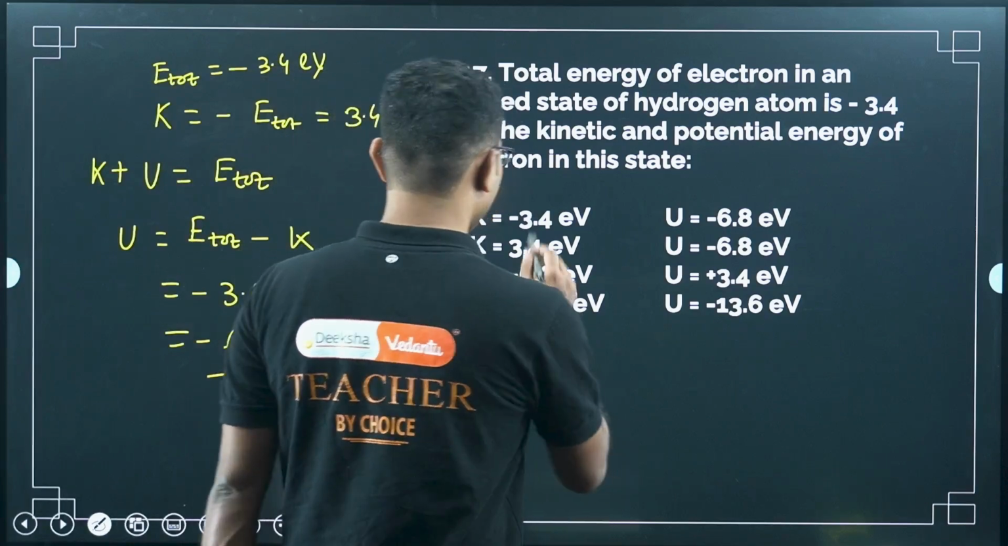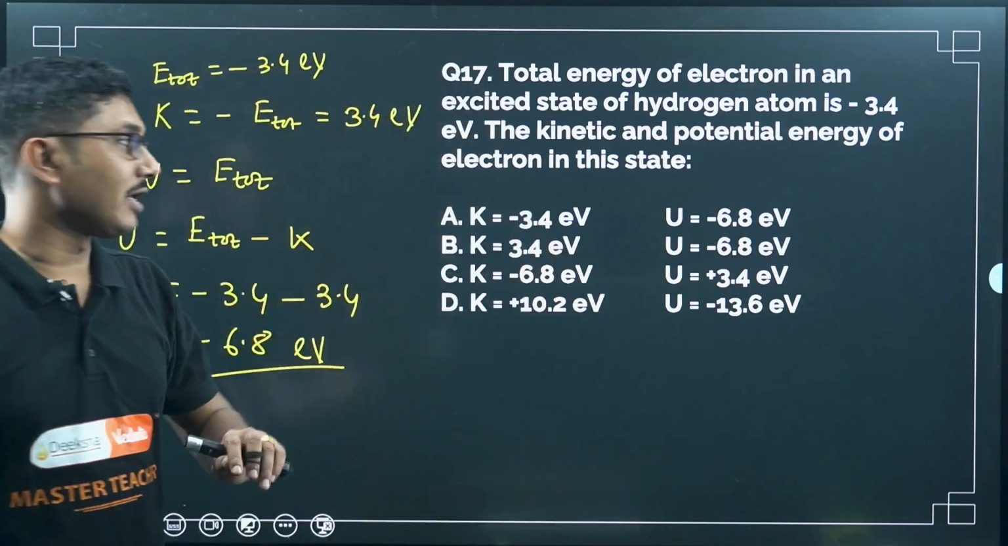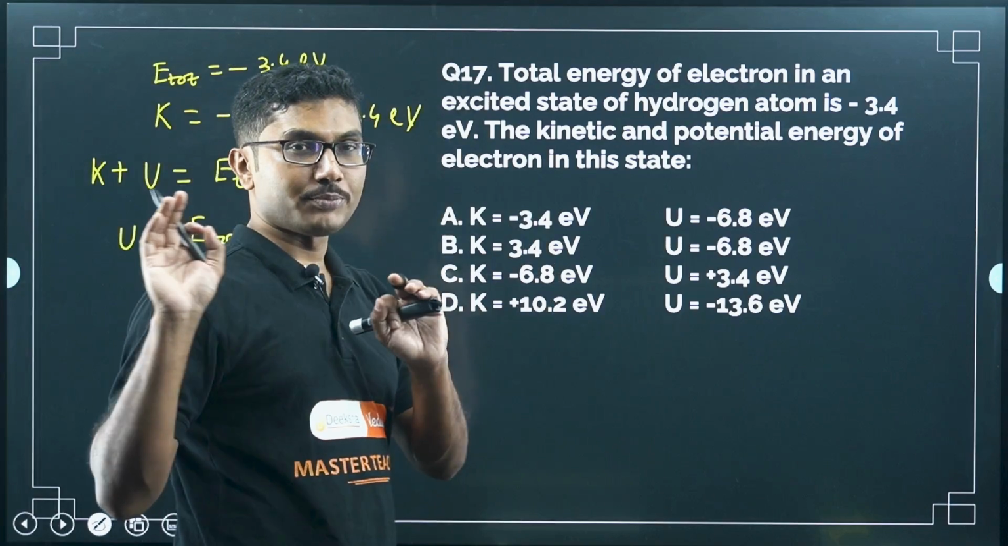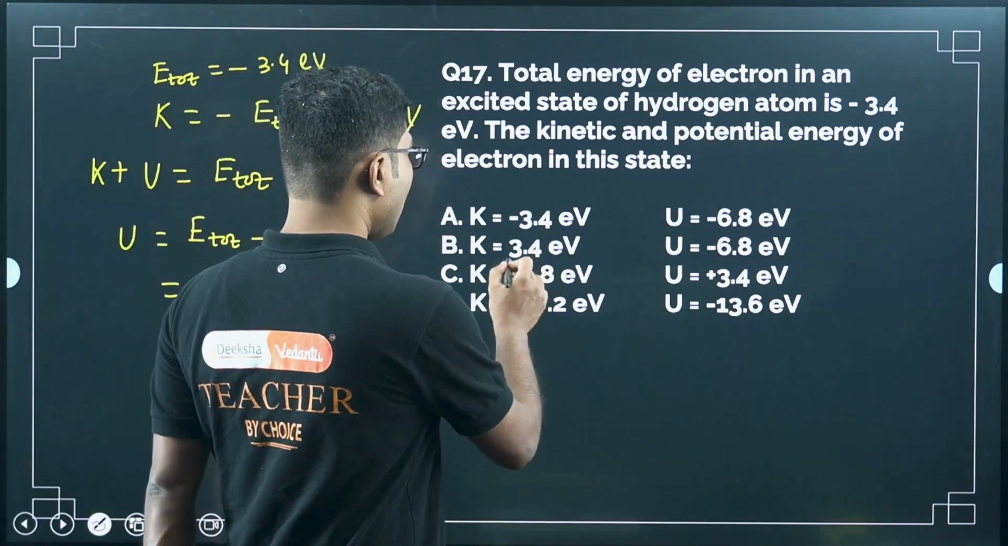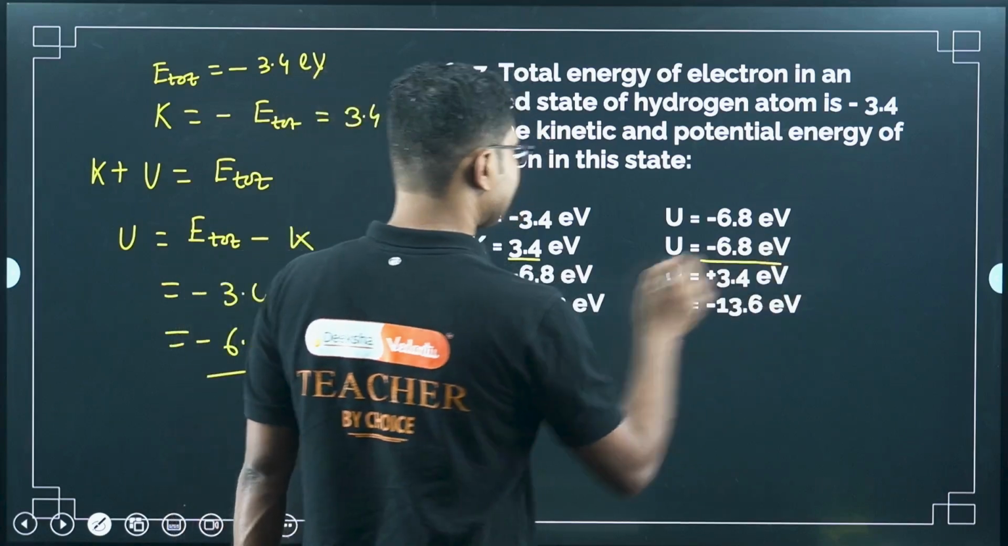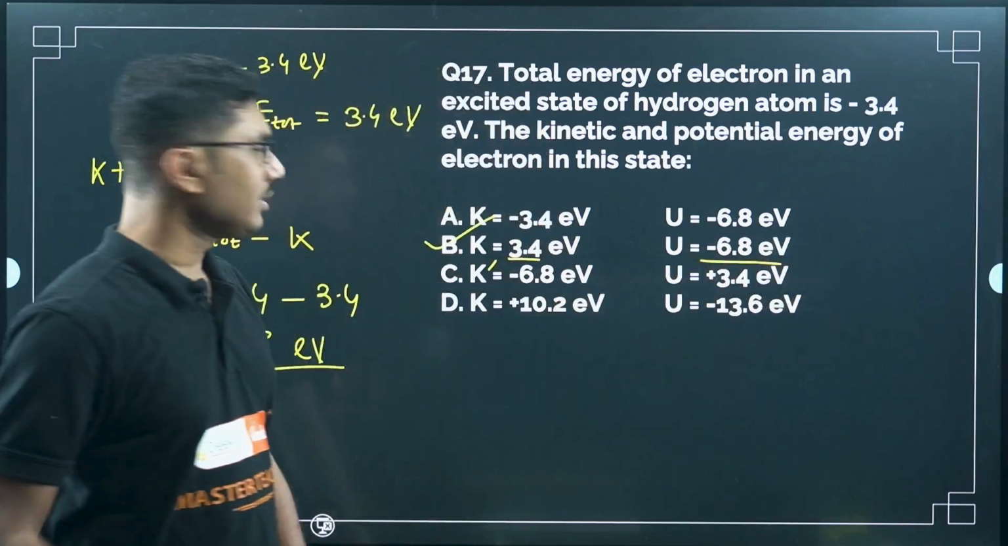Kinetic energy can never be negative value. Okay, if you remember something from your P1, you should remember that kinetic energy can never be negative. So 3.4 and minus 6.8. So correct answer is option B.